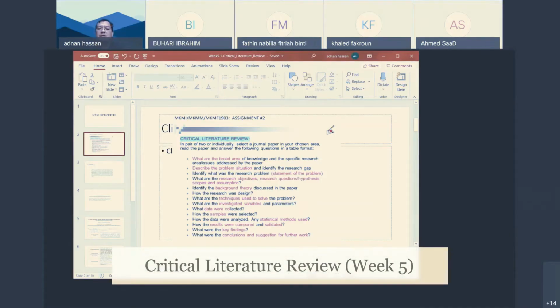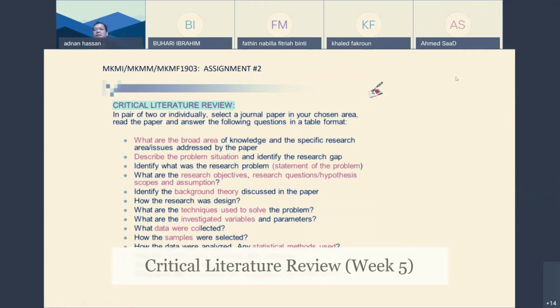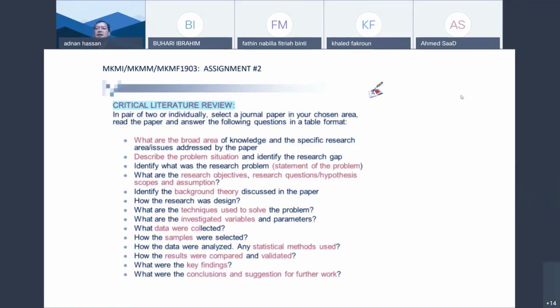This is what you're supposed to do. Okay, so for this week, you need to get one paper. You work individually or in a couple, up to you. After this assignment, I want you to find two papers and compare them. But for now, only one paper.